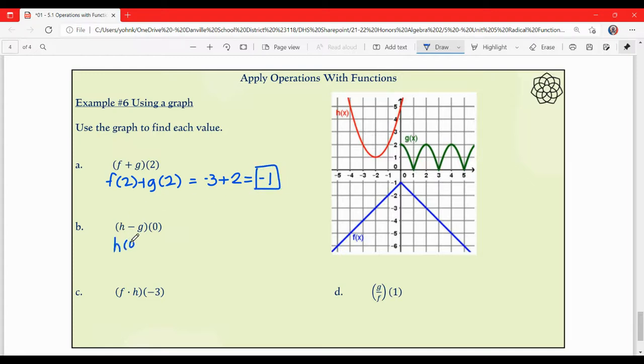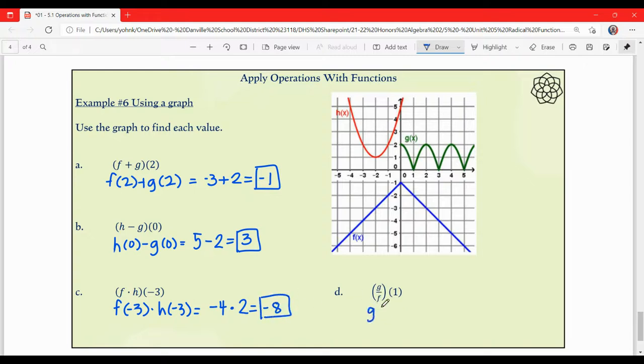Letter B would be h of 0 minus g of 0. So find the h function, find 0. It's 5 minus g of 0 would be 2. So that's 3. Letter C would be f of negative 3 times h of negative 3. Here's f. Here's negative 3. The answer is negative 4 times h of negative 3 would be 2. So that gives you negative 8.